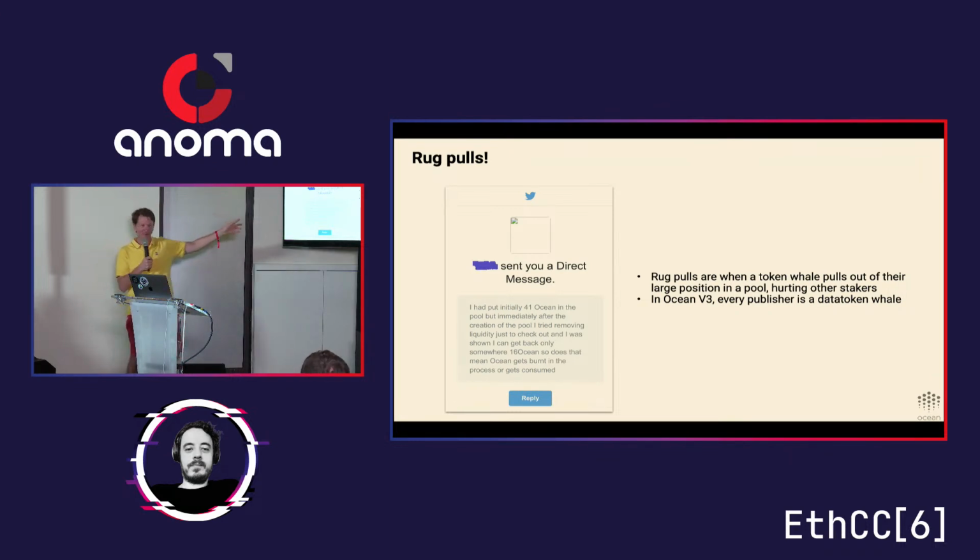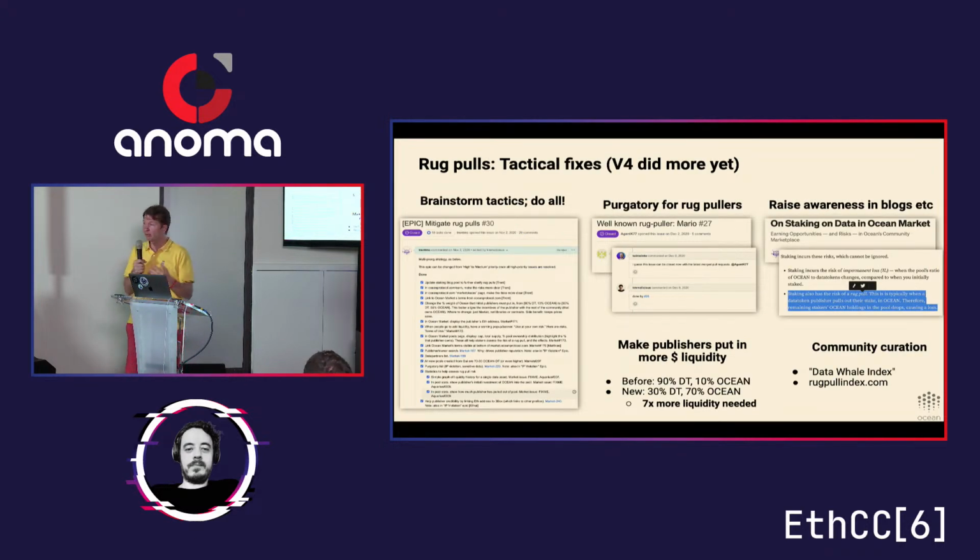Here's an example. We started getting DMs like this. Hey, I put 41 Ocean into my pool, and I went to take out the Ocean, and I only have 15 Ocean. And I'm like, okay, yeah, impermanent loss, you've got it. And it wasn't just that, though. Of course, the publishers were data token whales. So we realized pretty quickly this was a big problem, right?